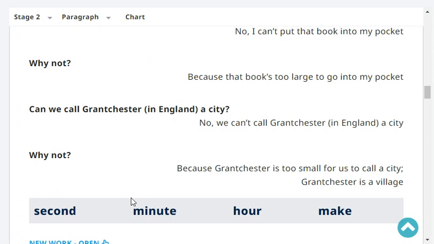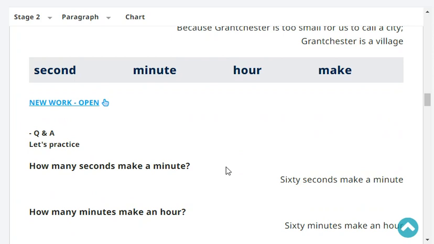Can we call Grantchester a city? No, we can't call Grantchester a city. Why not? Because Grantchester is too small for us to call a city. Grantchester is a village. Very good.